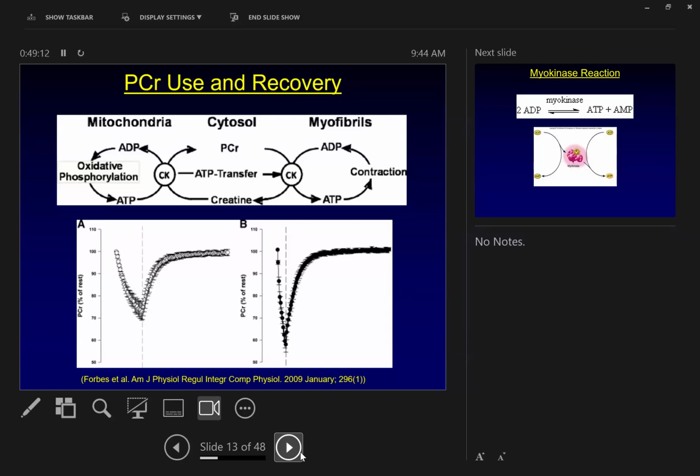So you can make that recovery curve steeper and faster if you have more mitochondria. The one on the left was a kind of sub-maximal exercise. The one on the right is more maximal. You'll notice you use about 30% versus about 50% of PCr on those. But this is how we know what happens from a recovery standpoint and from a use standpoint.